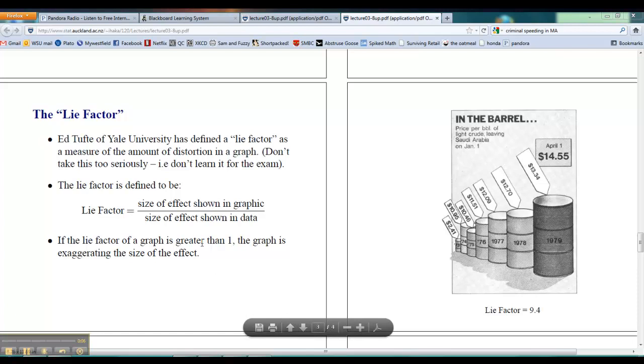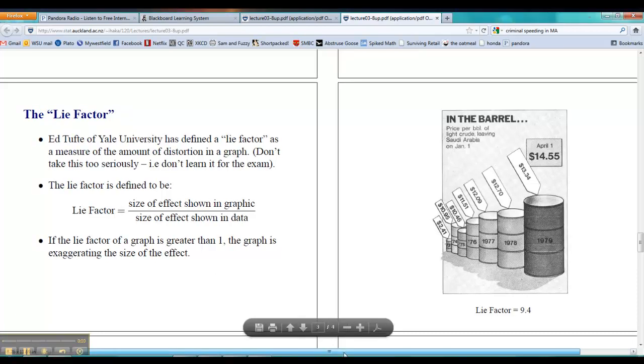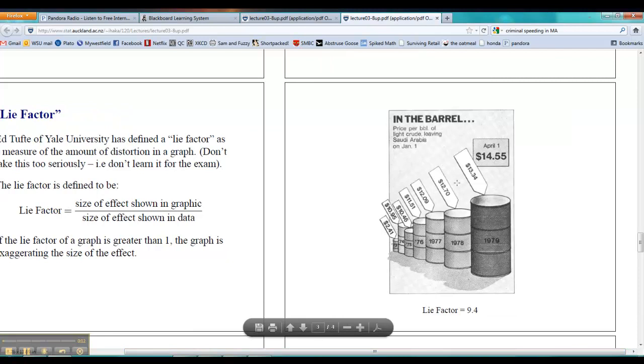Ignore this. This is funny stuff. I mean, you can read it, but I'm not going to teach you about it. In this graph, we've got a bunch of pictures, and it's deliberately showing that 1979 is much higher than 1978, but in actuality, it's really not. It only increases by not even a buck, like 60 cents.